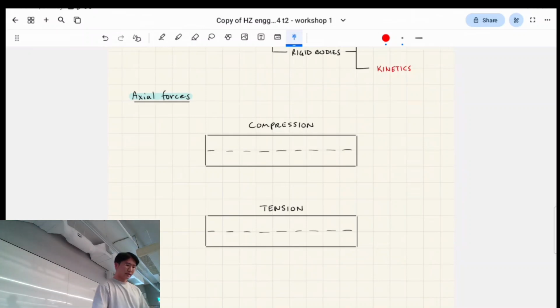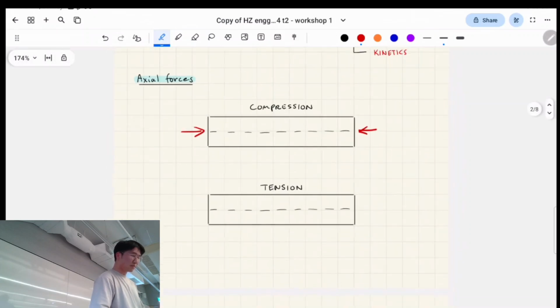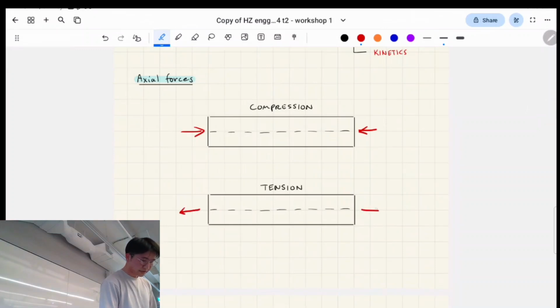Okay. So just to quickly draw it in terms of arrows, because forces are essentially vectors, right? They can be drawn like arrows because they've got a magnitude and a direction. So the forces on a member in compression would look like that. And in tension, the arrows would be like that. They're just pulling apart, right?